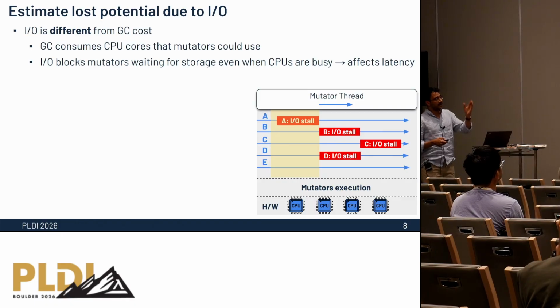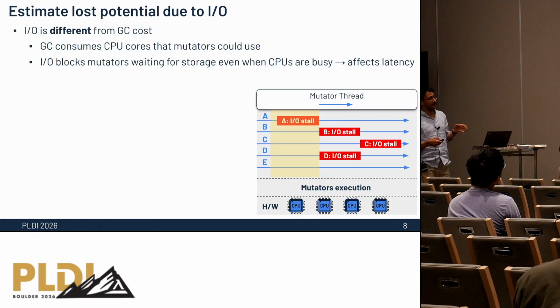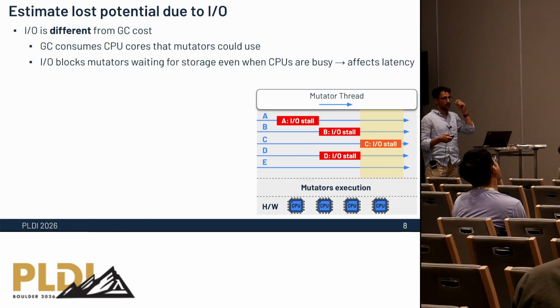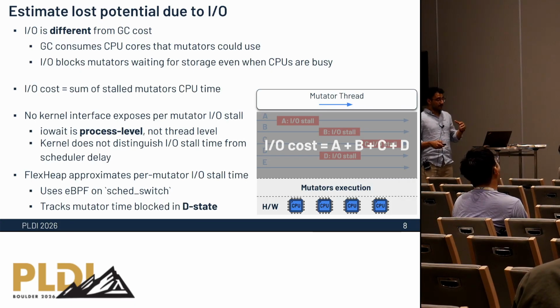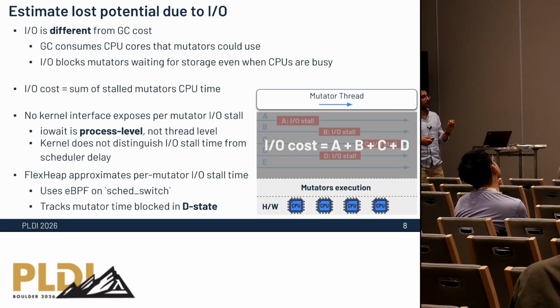For example, if you see in the figure, in this phase we have one thread that's waiting for I/O, but all the CPUs are occupied by the rest of the threads. Then we have one CPU that is idle, because the other threads are doing I/O, and then again, all the CPUs are occupied. So we count the I/O cost as the sum of the stalled mutator CPU time.